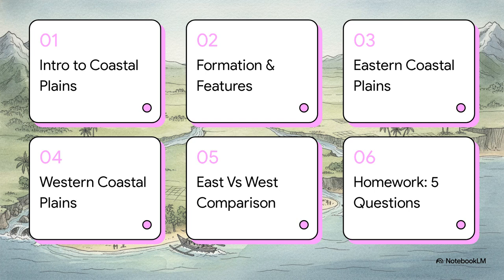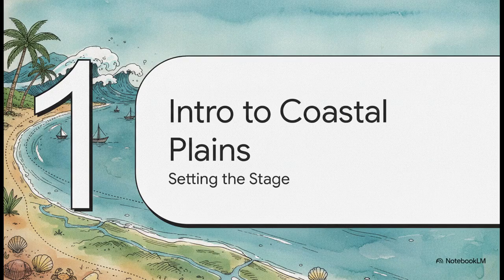Quick look at our game plan for today. First, an introduction to coastal plains. Second, formation and key features. Third, the eastern coastal plains. Fourth, the western coastal plains. Fifth, a quick-fire eastern versus western comparison. And finally, number 6, a high-retention homework check with 5 practice questions. Let's go. All right, starting right up with Section 1, Introduction to Coastal Plains.